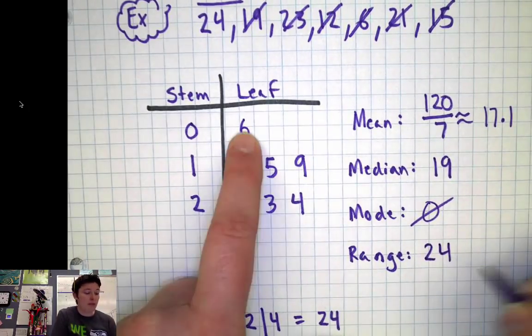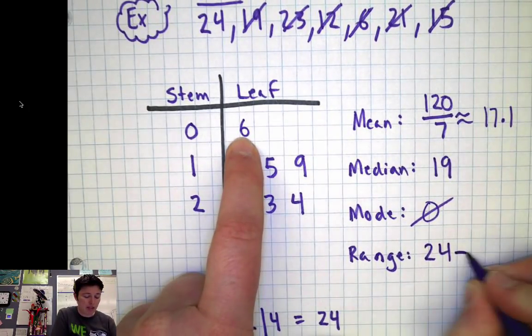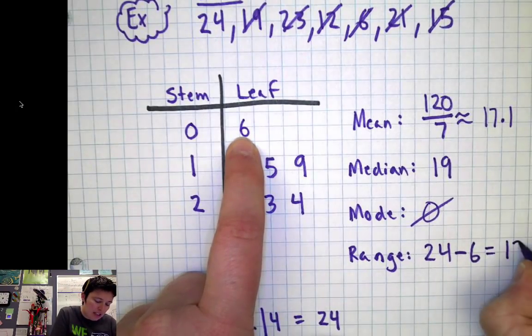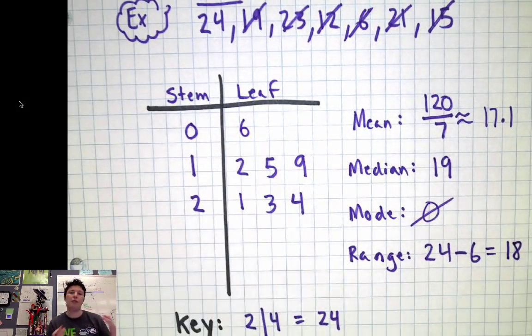And the smallest number was 6, that single 6. So 24 take away 6 is a range of 18. So our range is a difference of 18. There's our mean, median, mode, and range.